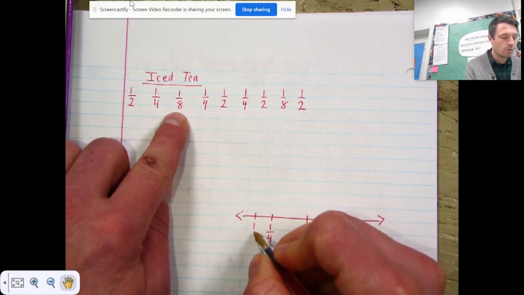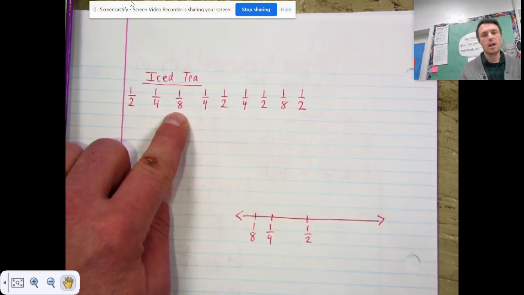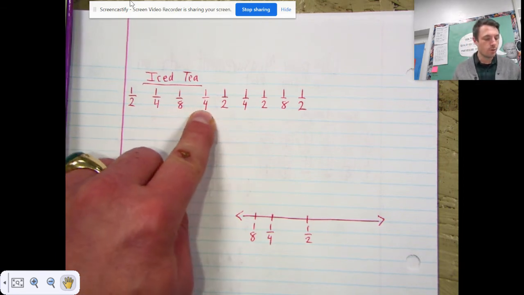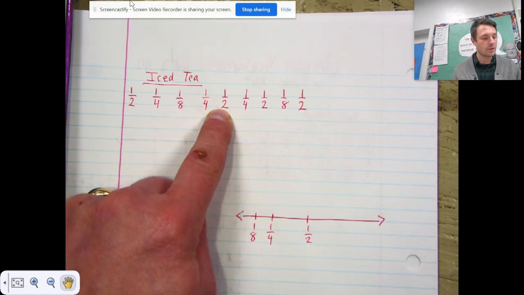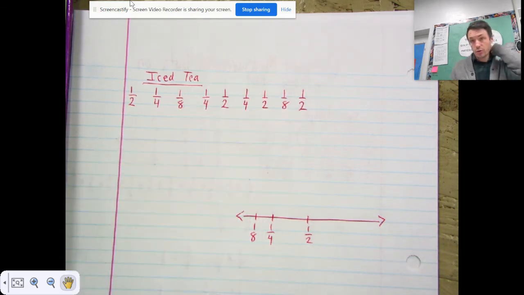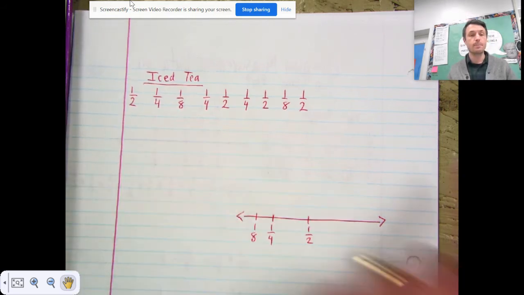1/8 is half of 1/4. They don't all have to be in the exact right spot. They just have to be in the right order. We already put 1/4 down. We already put 1/2 down. Already put 1/4. Okay, those are all the fractions. There's only 3 fractions, but they're repeated.